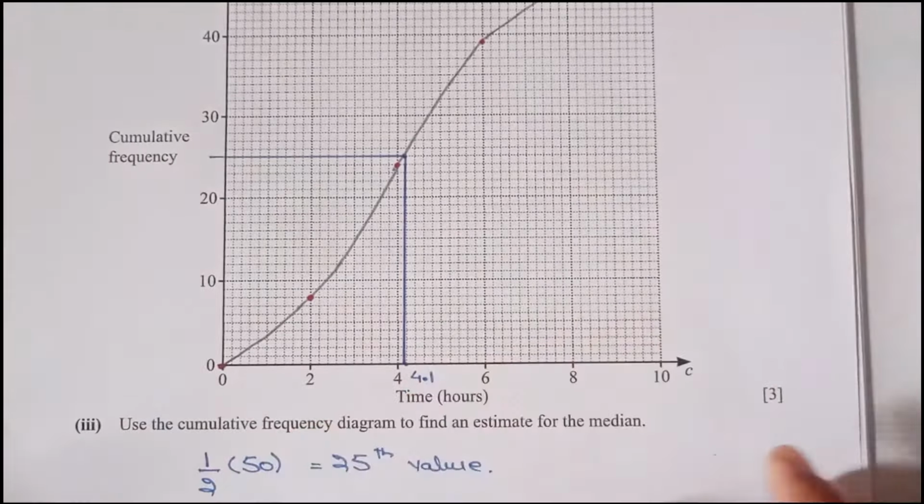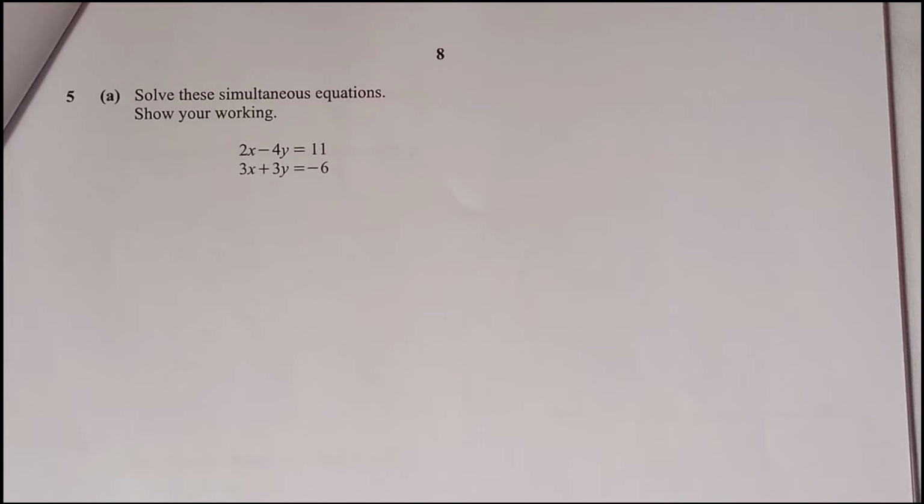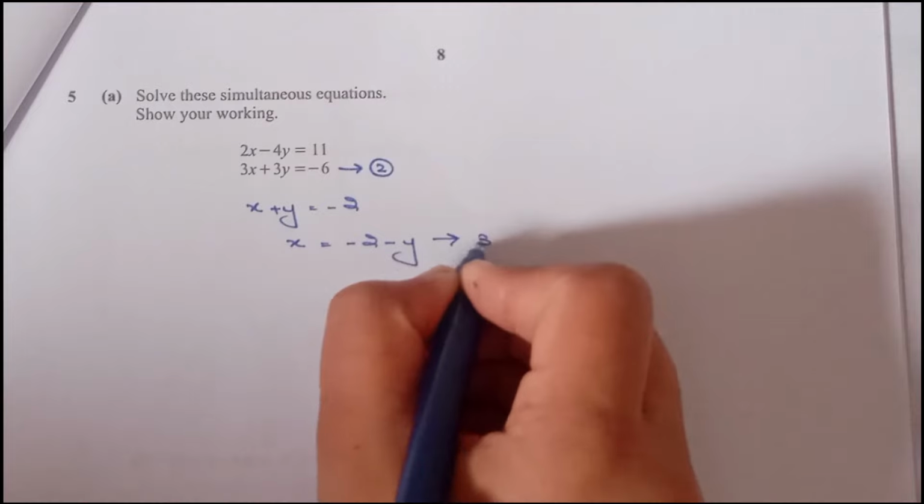So we are given a system of linear equations. You can solve it by using the method of substitution or the method of elimination. Here I would like to use the method of substitution. I take my second equation and divide both sides by 3. So I am left with x plus y equals -2. From here x would be equal to -2 minus y. This would be my equation number 3.